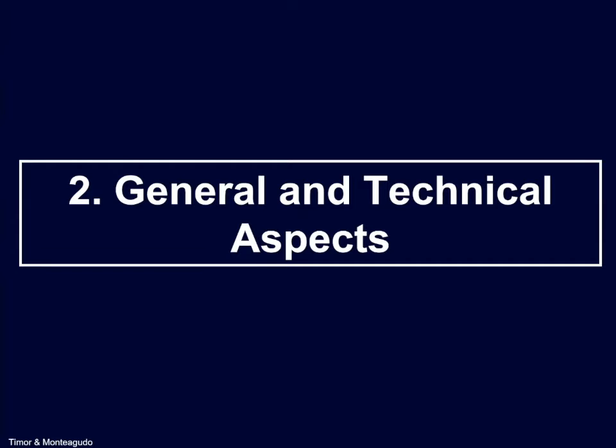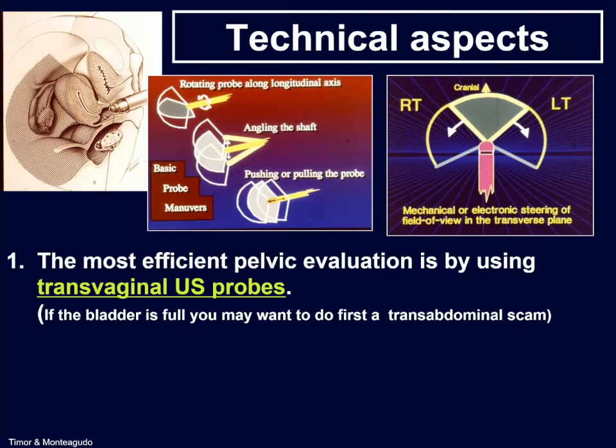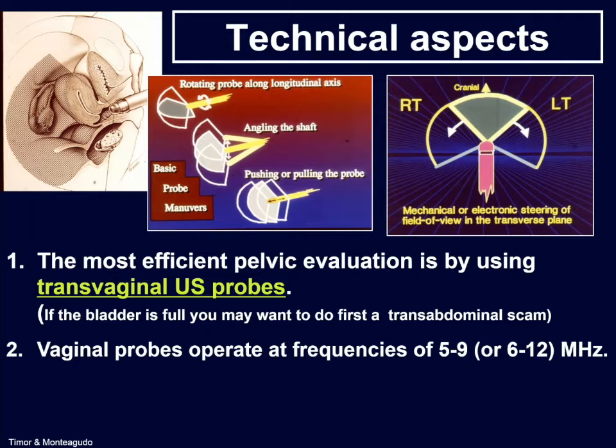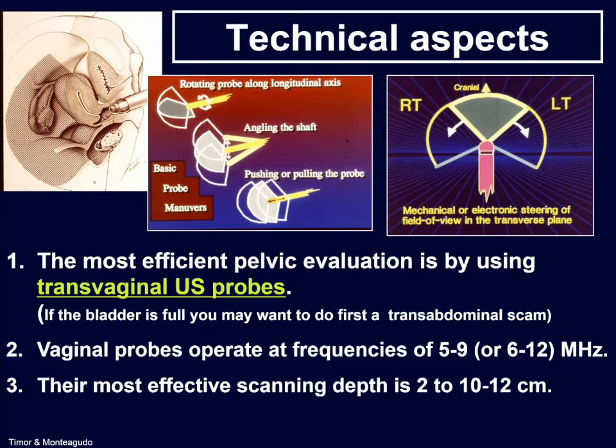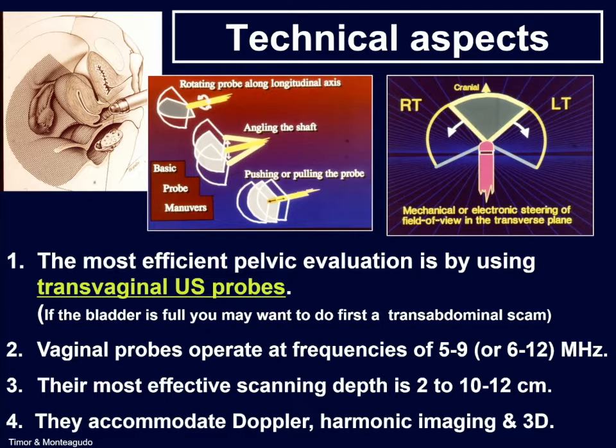Let's talk about general and technical aspects, and one of them is that the most efficient pelvic evaluation is by using transvaginal ultrasound probes. If the bladder is full, you may want to do first a transabdominal scan and empty the bladder. Vaginal probes operate at high frequencies. Their most effective scanning depth is 2 to about 10 to maybe 12 centimeters. They accommodate all kinds of features such as Doppler, harmonic imaging, and 3D.